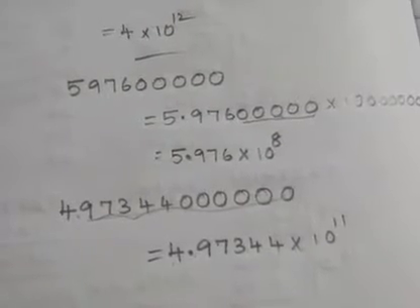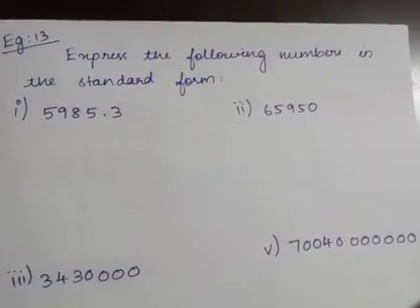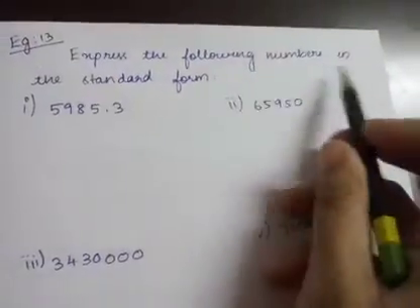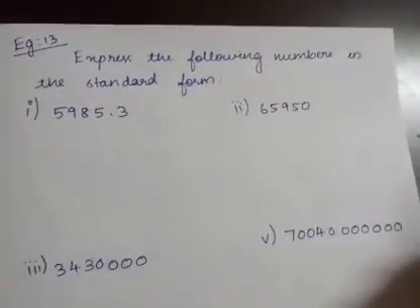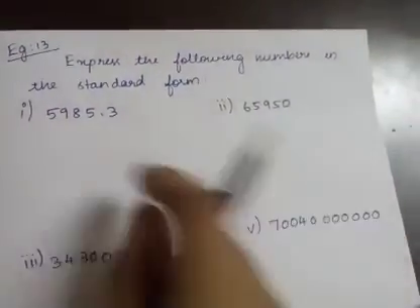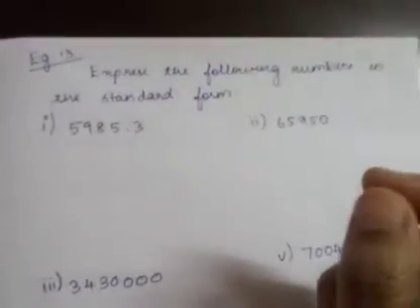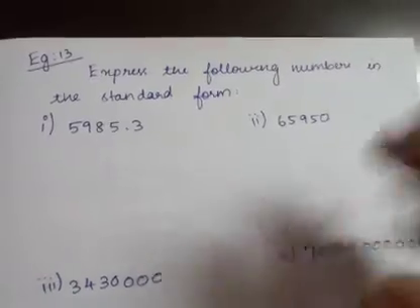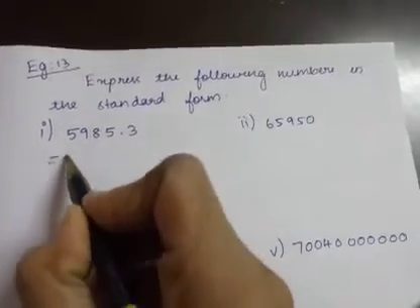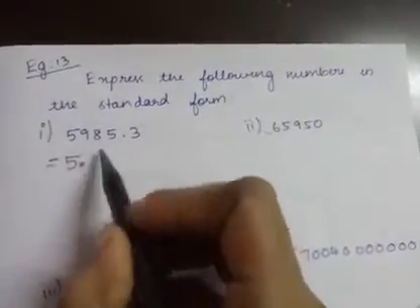Okay, this is your example number 13. Express the following numbers in standard form. Standard form means, you know, right, these big numbers that we have to shrink and write in the form of exponents. Now what you will do is keep the decimal point after the first digit of this number.